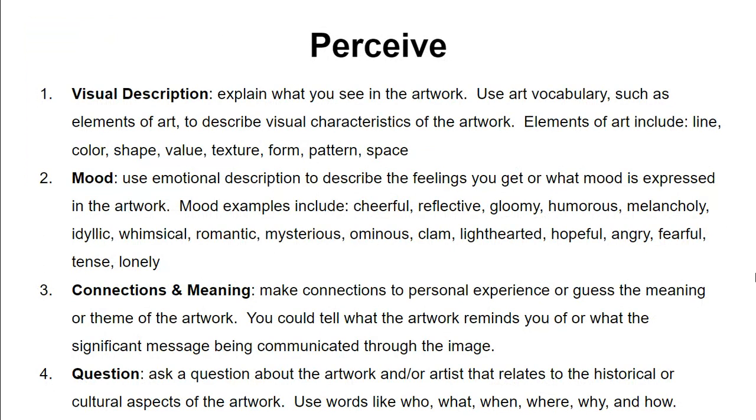So Perceive again focuses on four different quadrants: visual description, mood, connections and meaning, as well as questioning. And it's going to be used to help you get guided through interpreting and analyzing critically an artwork. Every Friday, we're going to be using Perceive to articulate a specific artwork that you'll be turning in later on.